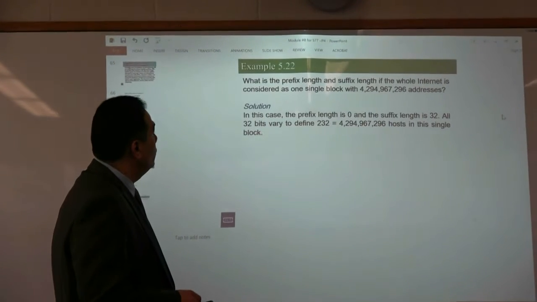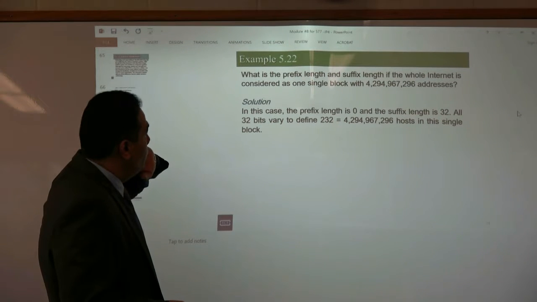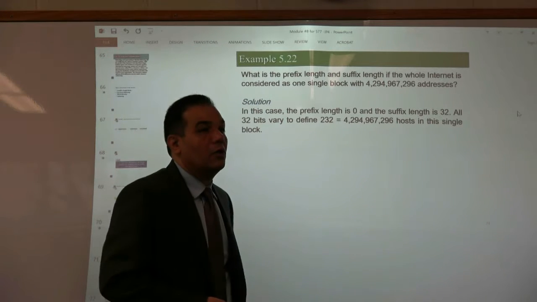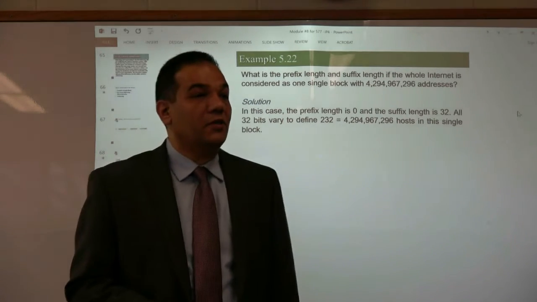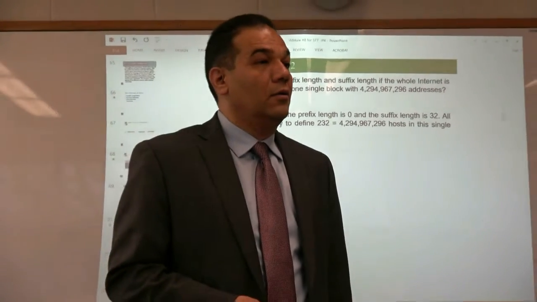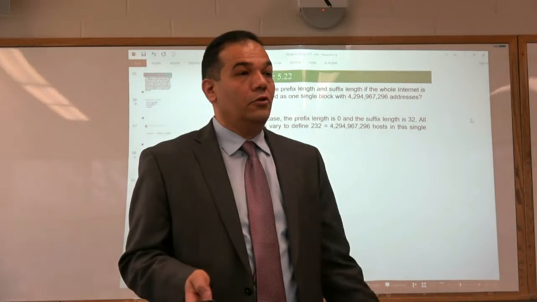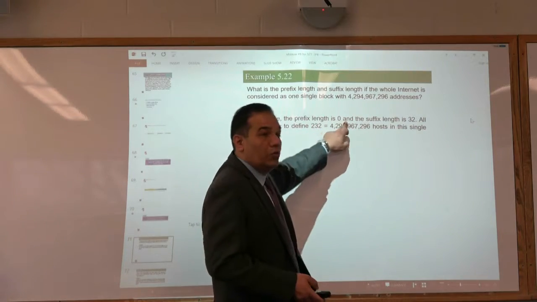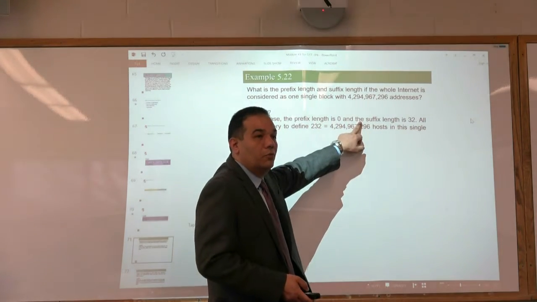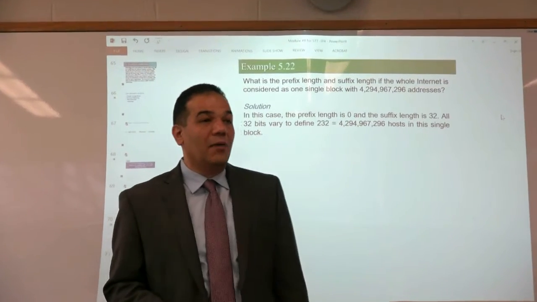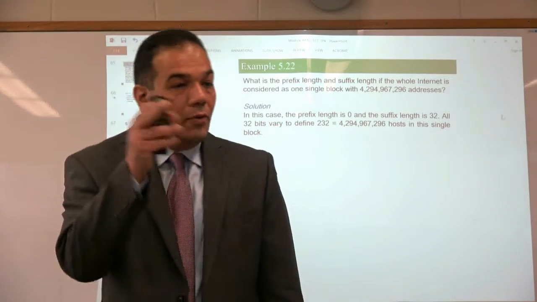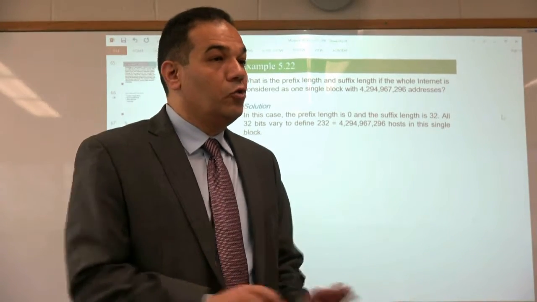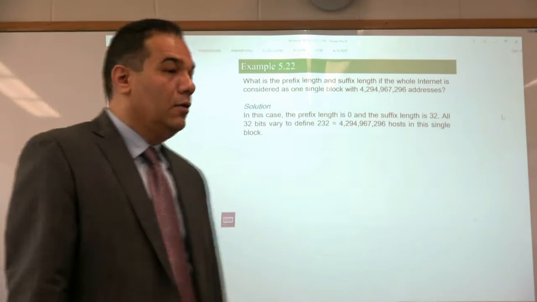From 1 to 32. So for example, what is the prefix length and suffix length if the whole internet is considered as one single network? What would be the prefix? In this case, the prefix will be 0 and the host will be 32 bits. So how many IP addresses will we have? 2 to the power 32, which is about 4.25 billion. That's if you presume that we have only one network, which we don't.